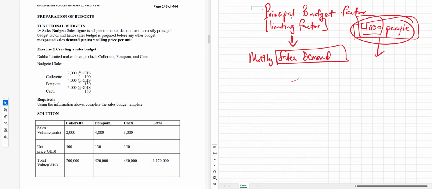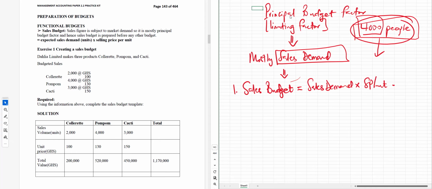Once you know this principal budget factor, the next thing is to use it to what? Determine the principal budget. So if sales demand was your principal budget factor or your limiting factor, then you will get your sales demand. Are you getting it? And that sales demand can lead you to the sales budget. Actually, when we say a budget, it is the total that you are looking for. So your sales budget is the first one, where you just multiply this sales demand by your selling price per unit. Make sense? That's it. So once you know your principal budget factor, you go on to prepare your sales budget.